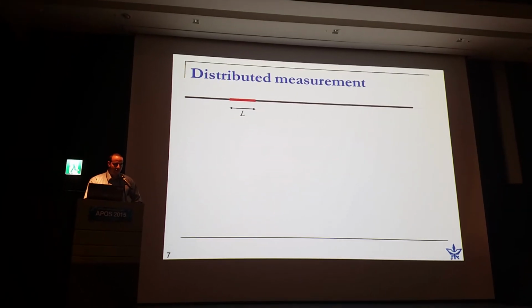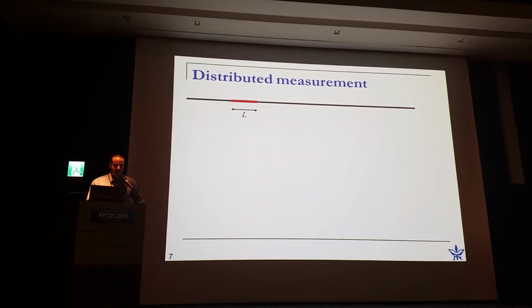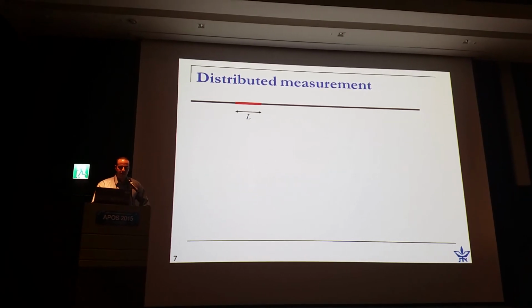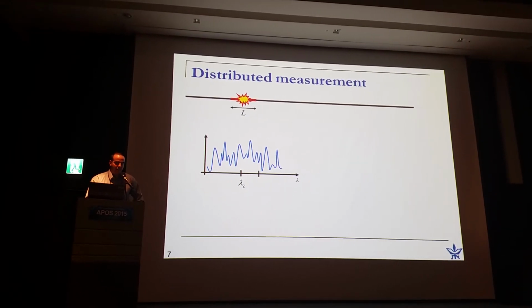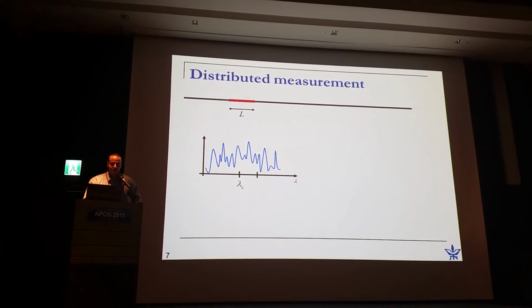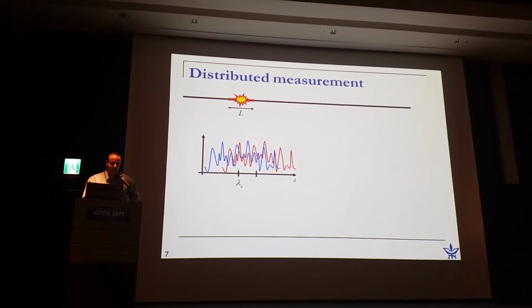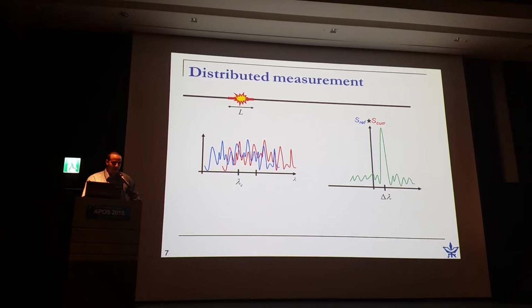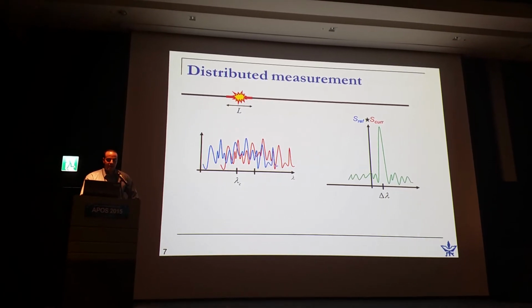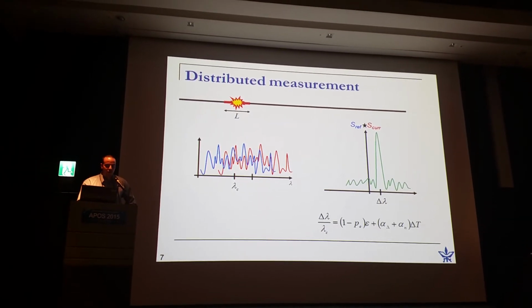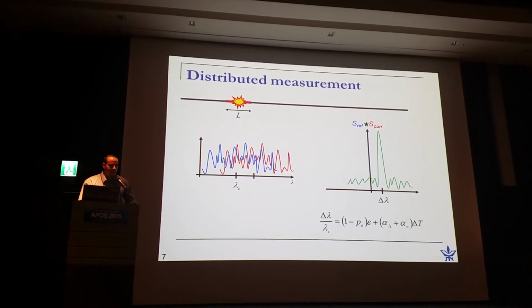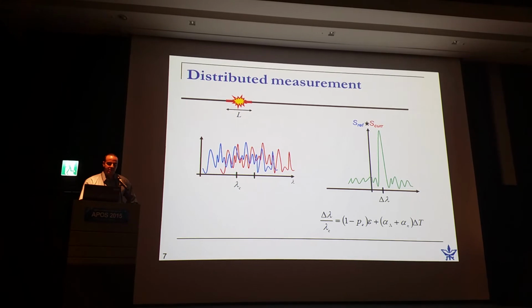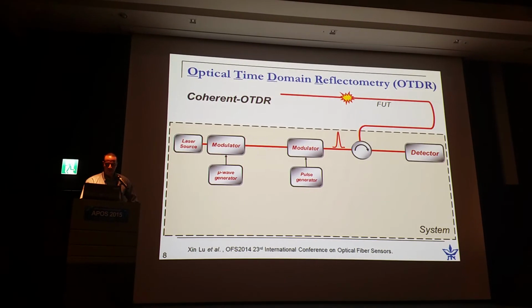So how do we do distributed measurement? We select some section of the fiber and take its signature. Then when heat or strain is applied, we take another signature. Then we correlate those signatures, and this shift in wavelength will have the same linear relation to strain or temperature as in the Bragg grating.